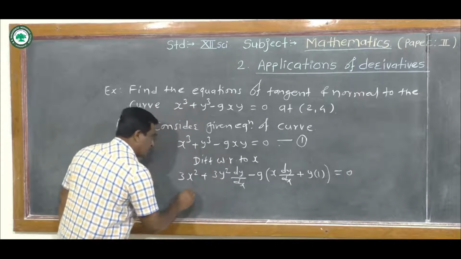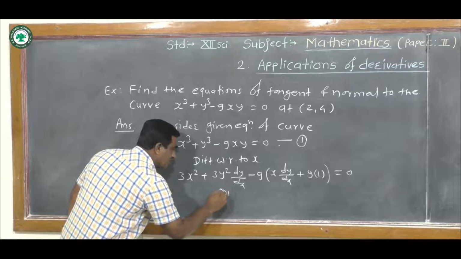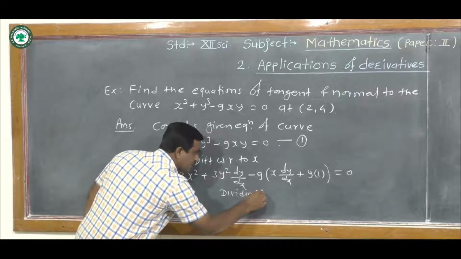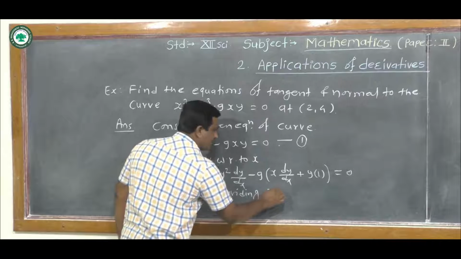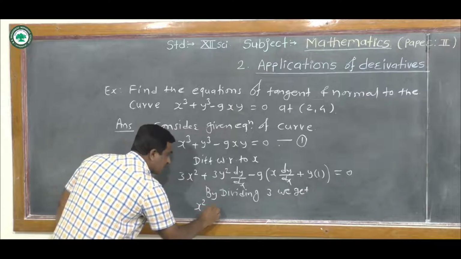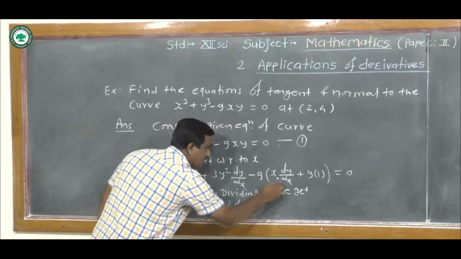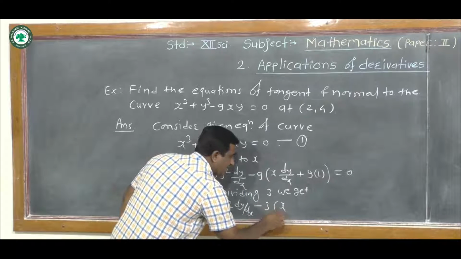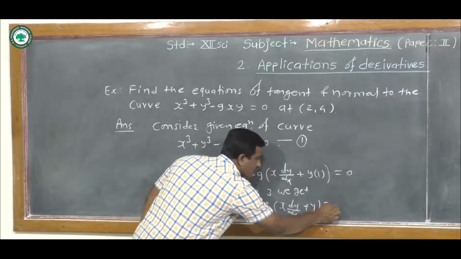That is, 3x square... by dividing by 3 we get x square plus y square dy by dx. Here take the product, remains here minus 3 into, in bracket, x into dy by dx plus y is equal to 0.